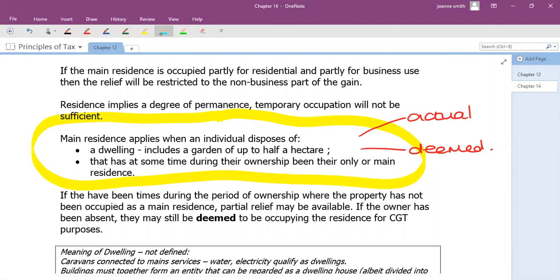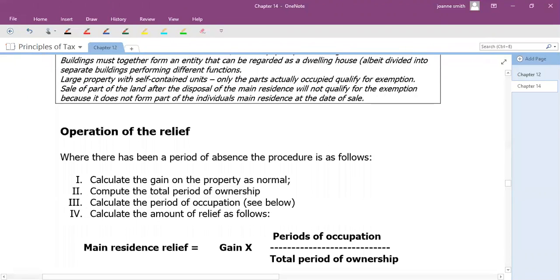So it mentions underneath here that during your period of ownership, if it's not been occupied as your main residence, then partial relief may be available. If the owner has been absent, they may still be deemed to occupy it. So that's what this is. So we need to know the definition of actual occupation and deemed occupation.